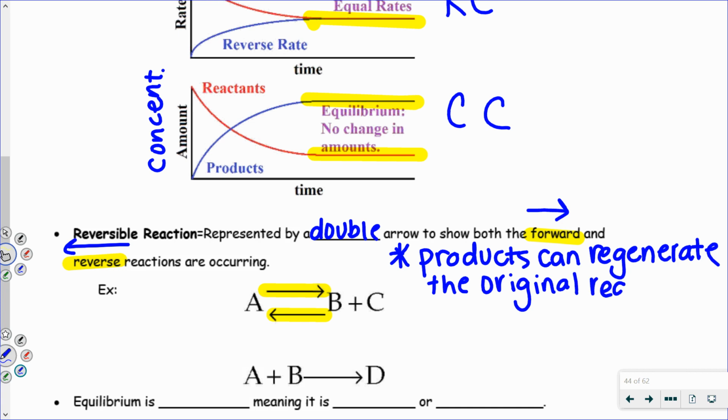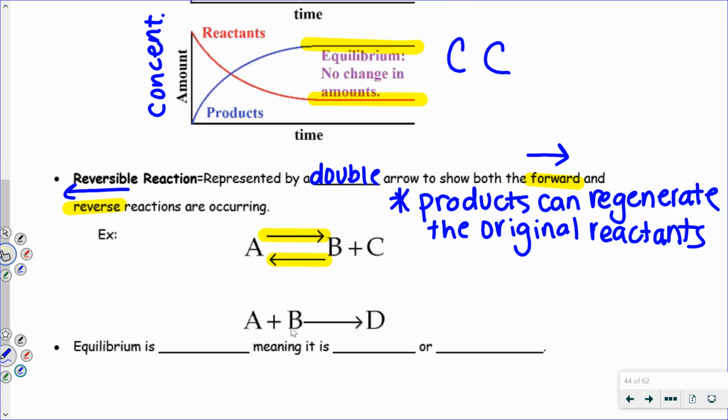So when I say the word reversible, I mean that my products, so in this case B and C, can reform the reactant A. And then A can form B and C. And then it can go in reverse. Unlike this reaction down here, this reaction only has one arrow.